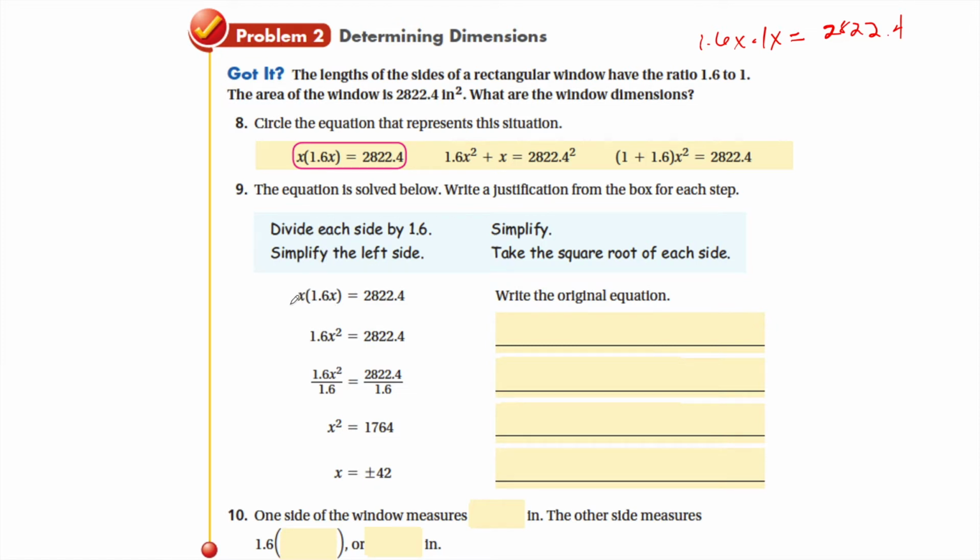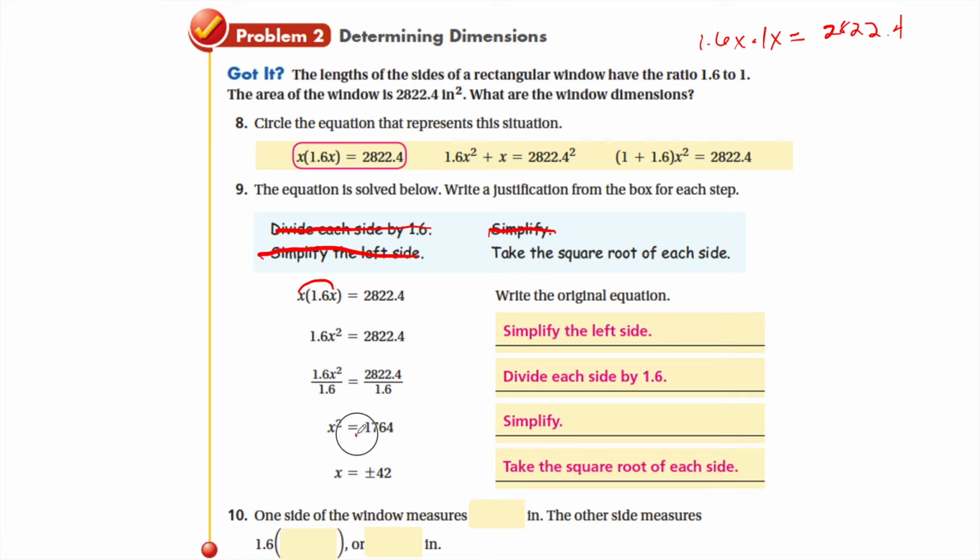Well, in order for me to go from the original equation to the next one, it looks like I'm going to simplify the left side, so I'll cross this off. I'm then going to proceed by dividing by 1.6, so I can get rid of that. I'm then going to simplify what I get, so I get x squared equals 1,764, and then I'm going to take the square root of each side. So if I take the square root of both sides, the square gets canceled out, and the square root of 1764 is 42.